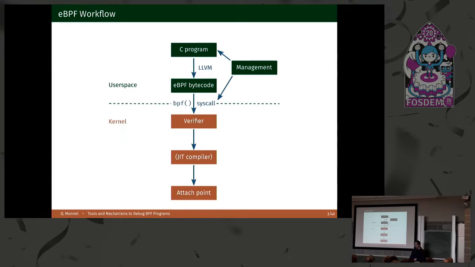The following diagram can summarize the workflow. So we compile our C program into eBPF instructions that we inject into the kernel. It may or may not be JIT compiled. And at some point, we'll attach it to a hook where it's run when the event occurs. So where the function that we want to trace is triggered, for example.